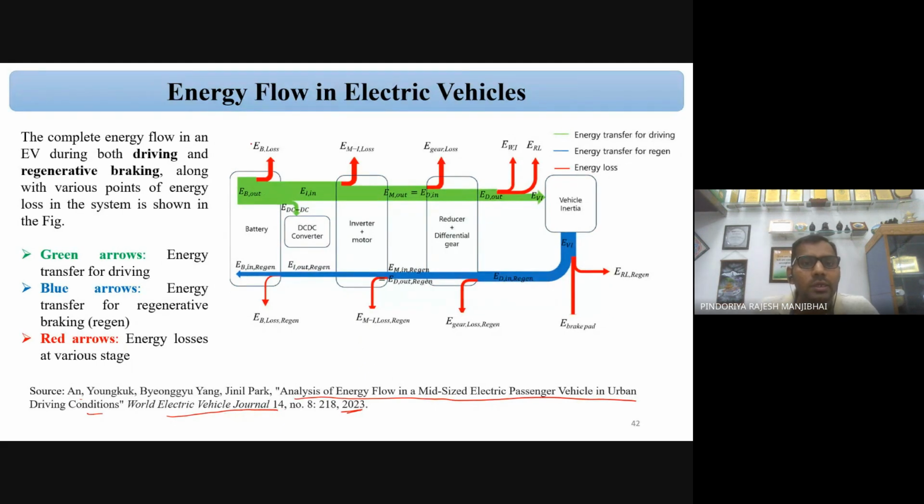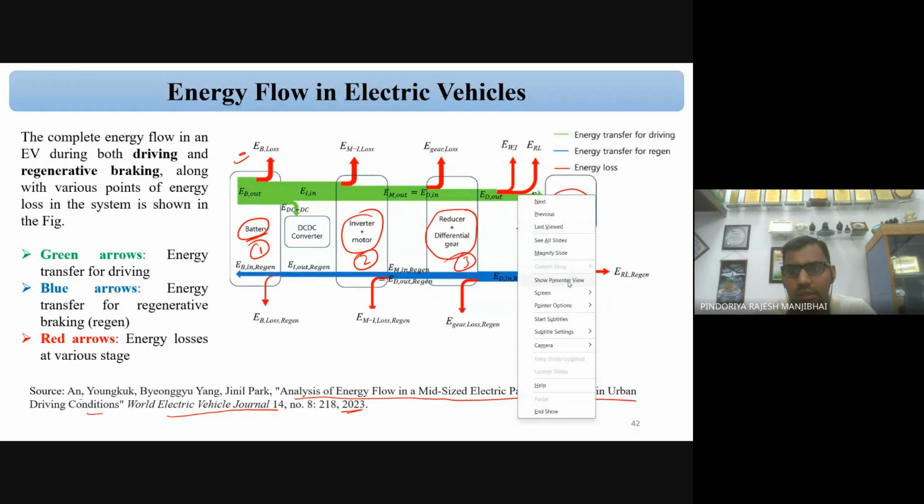So you can see, starting from the left-hand side, there is a battery. Then inverter plus motor, then reducer plus differential gear. Sometimes we can use the gear and sometimes we cannot, depending on the transmission system and the vehicle configuration. And here is the vehicle inertia. So total 4 components: the first is the battery, second is inverter plus motor, third is the gear system, and fourth is your overall vehicle power. Correct. So I can change the color.